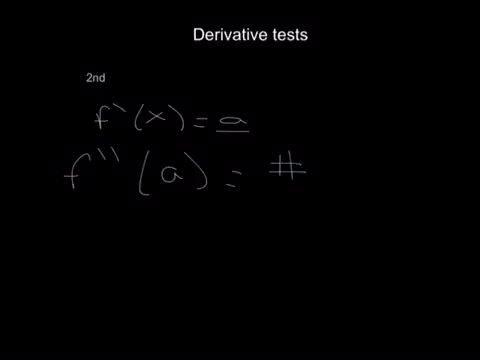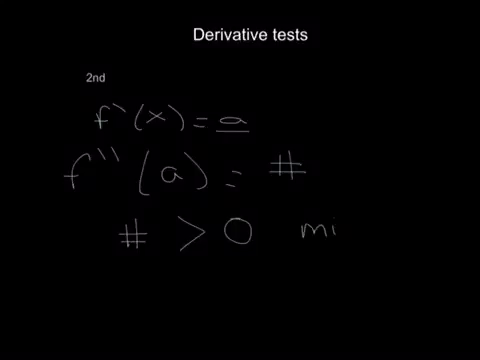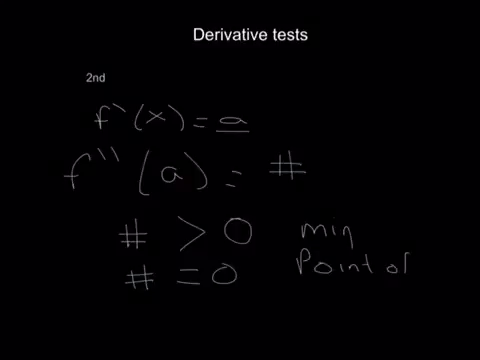If the number is greater than 0, it means that it's a minimum point. If the number is equal to 0, it means it's a point of inflection. And if it is less than 0, it means that it's a maximum point.